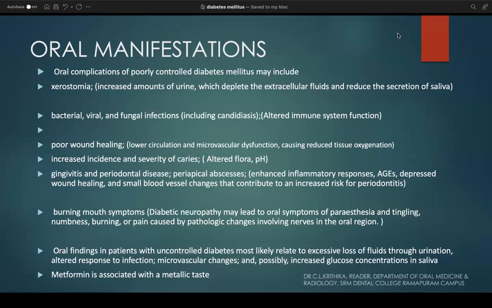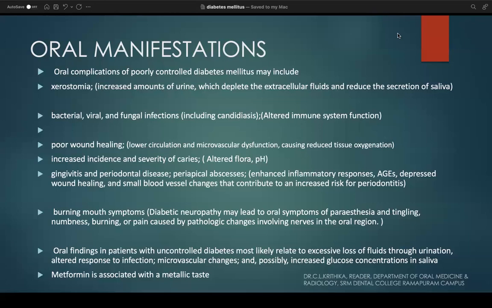Patients also present with burning mouth symptoms, which is mainly due to a reduction in salivary flow, and also diabetic neuropathy, which may lead to oral symptoms of paresthesia, tingling sensation, numbness, burning, pain caused due to pathological changes occurring in the nerves in the oral region.